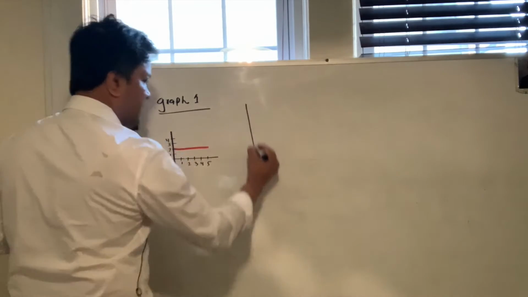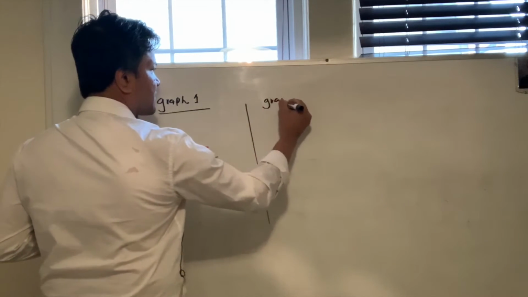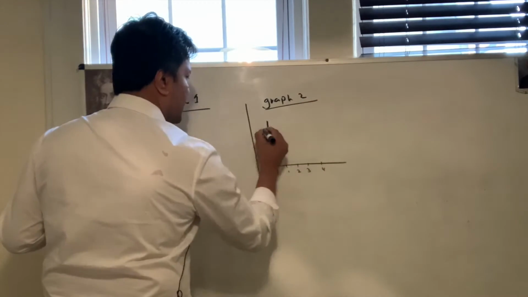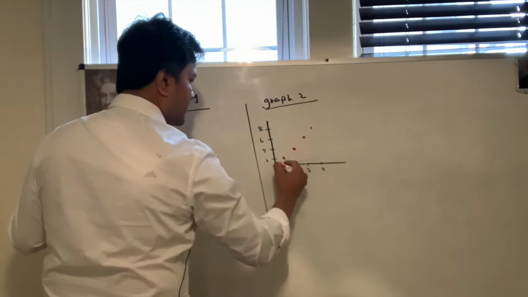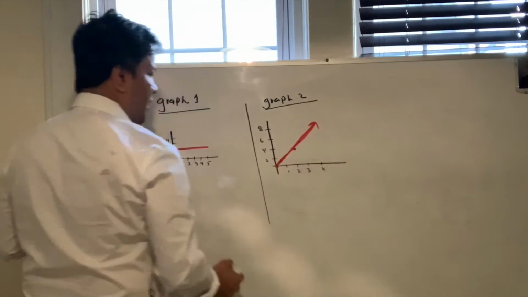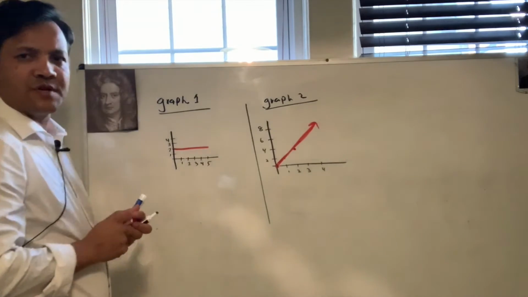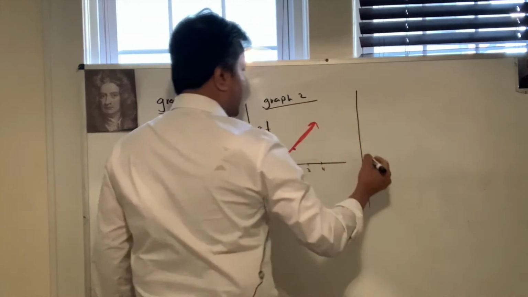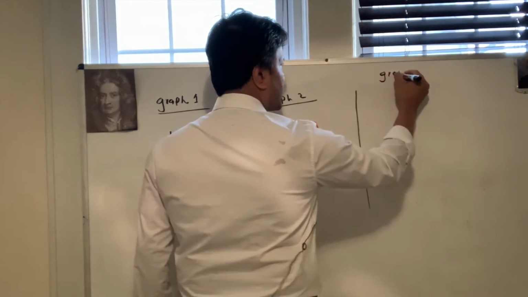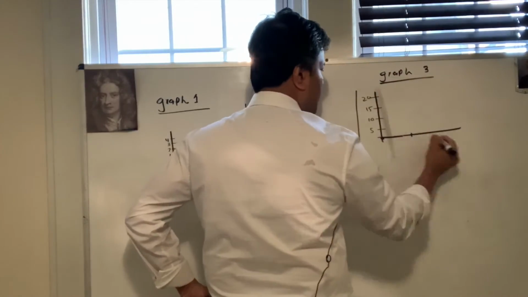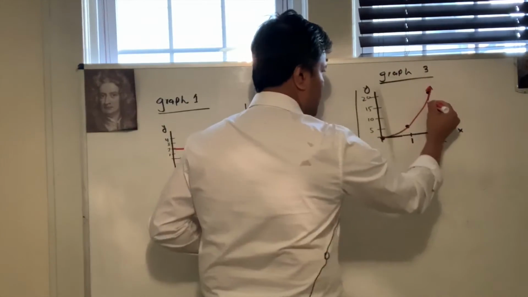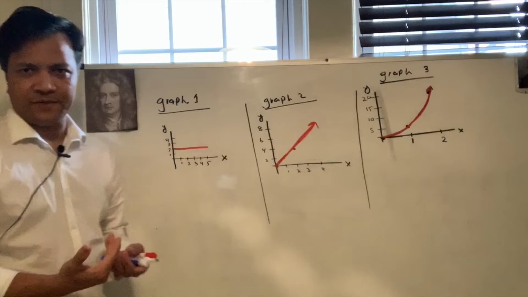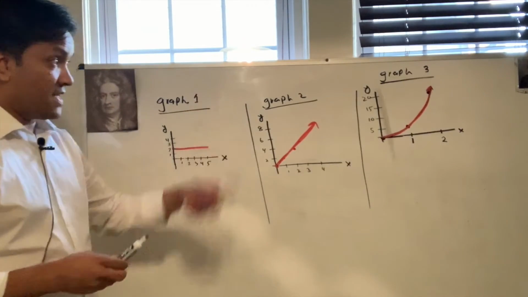All right. So the graph two I'll give you is this one. All right, so this is the graph. You have to write the equation of the line for graph 2. And then graph 3, finally. All right, so there you go. I have three graphs and you have to write the equation of the line. So let's start with the first one.